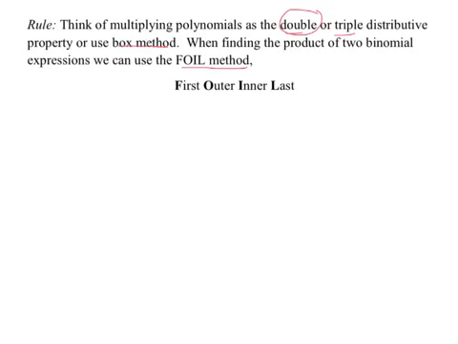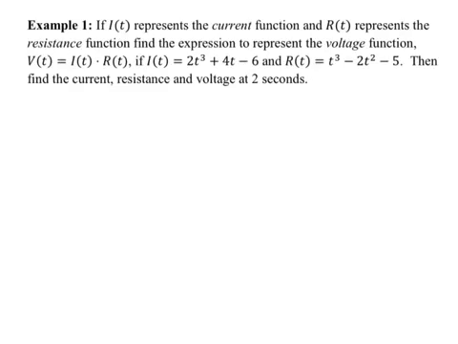It's an acronym. Example 1 says, if I of t represents the current function and r of t represents the resistance function, then find the expression to represent a voltage function. And these are clearly made-up functions. These are not real functions for resistance and current, but we're going to take a look at an example of this. Now, the voltage function is represented by the following relationship.